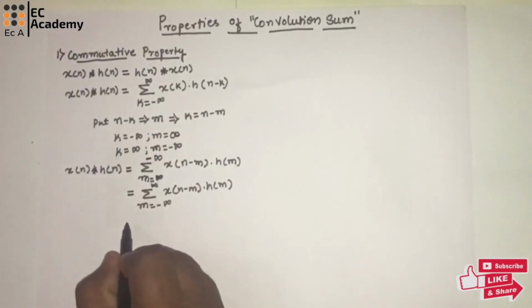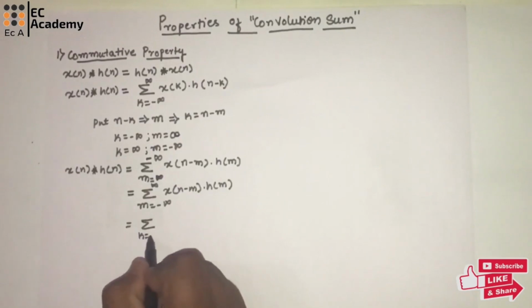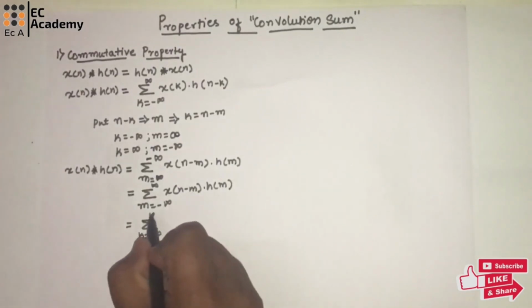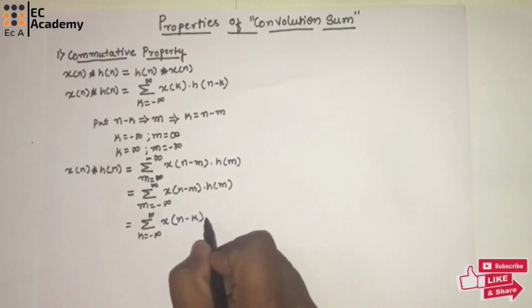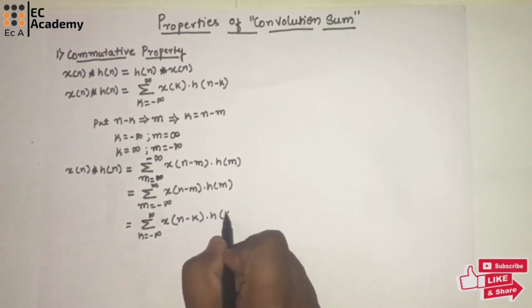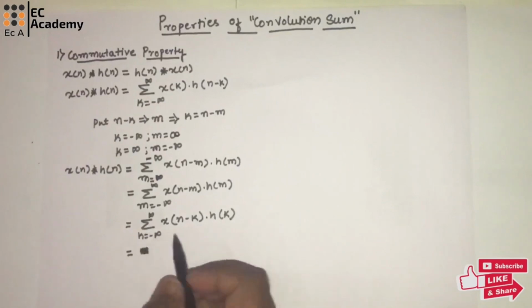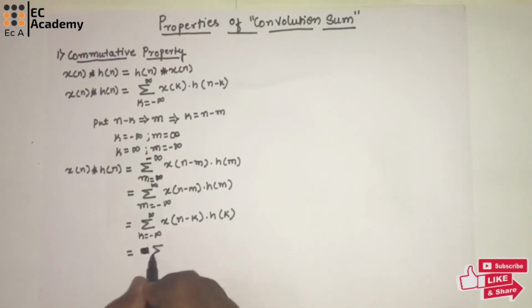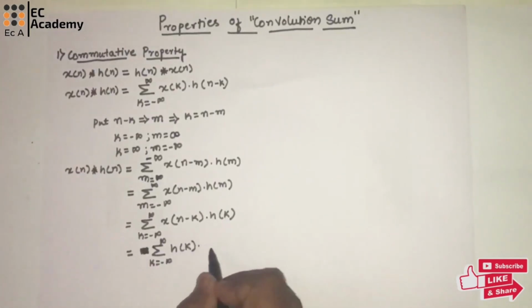So the above equation we can write this as summation of k is equal to minus infinity to infinity x of n minus k into h of k. So we are taking the term k instead of m and we have written this equation. So the above equation can be written as summation of k is equal to minus infinity to infinity h of k into x of n minus k.